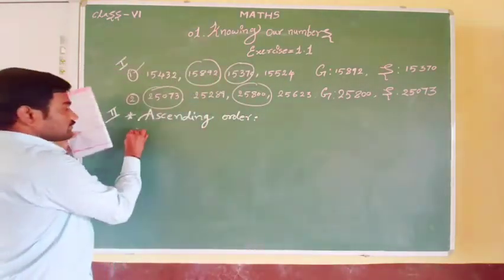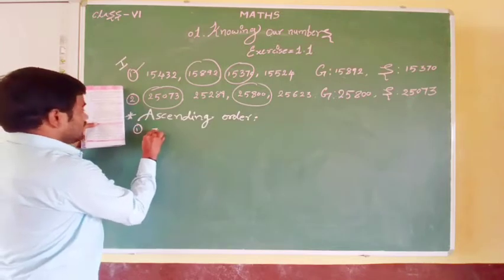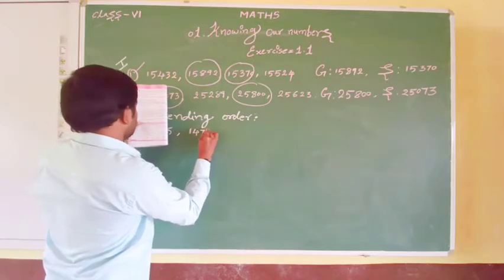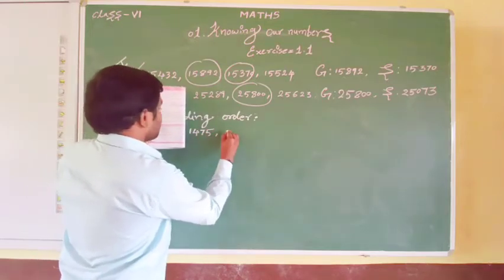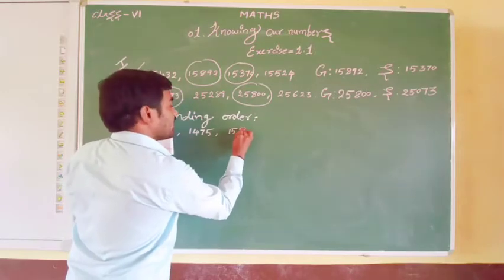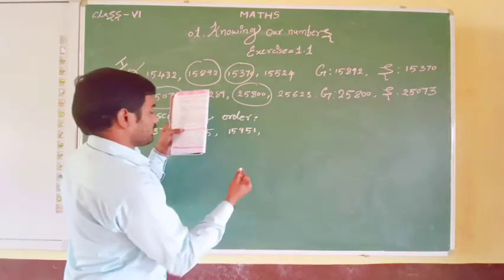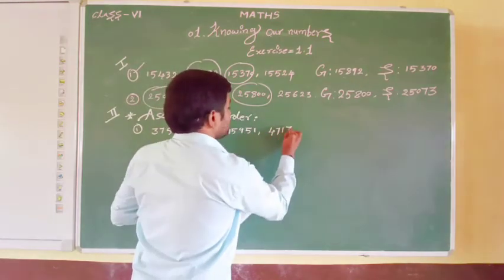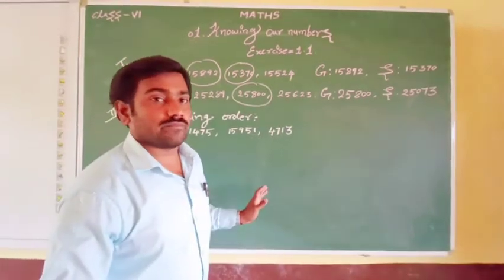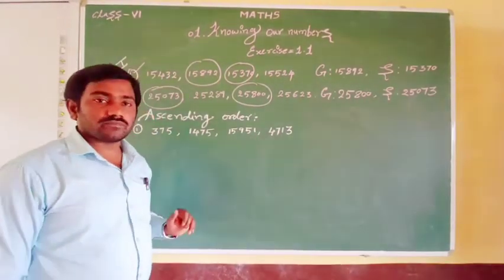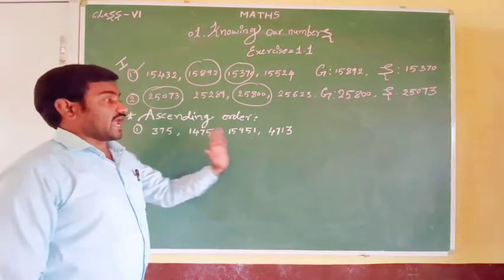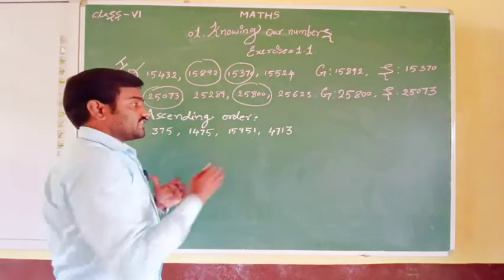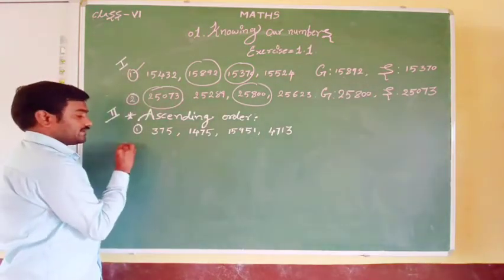The first question from this is 375, 1475, 15,951, 4,730. So this is the question. Out of these four numbers, we need to write them in the ascending order. That means by using these four numbers, we have to write the ascending order of this. So let me write the ascending order here.